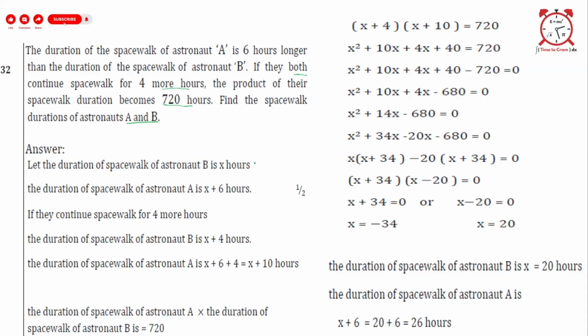So let us suppose the duration of spacewalk of astronaut B is x hours. Why have we supposed for B? Because A makes a longer spacewalk than astronaut B. So the second assumption, for astronaut A, is x plus 6 hours. You can see that after the supposition we will get the half marks here.